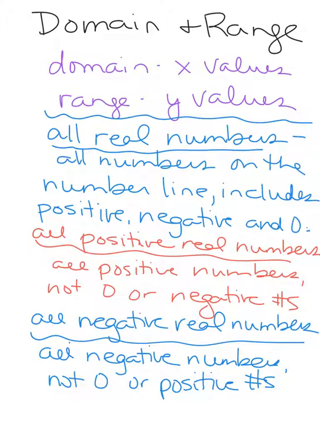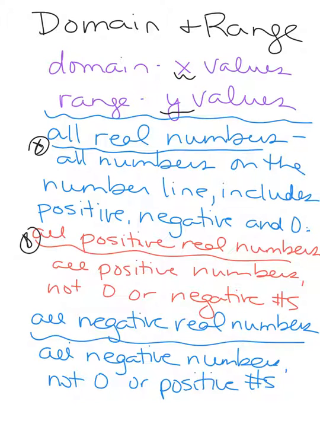When looking at domain and range, remember that the domain is the x values and the range is the y values. Now we're going to use different statements to go along with the domain and range, so it's important that we understand it. When we say all real numbers, it's exactly that, all numbers that are real. So we're talking about everything on the number line, including positive numbers, negative numbers, and 0. Nothing is excluded.